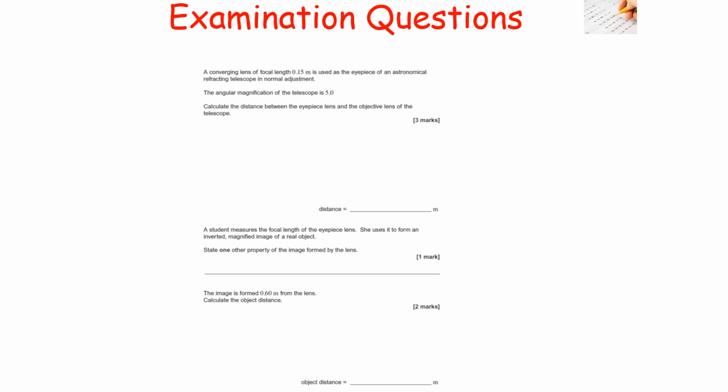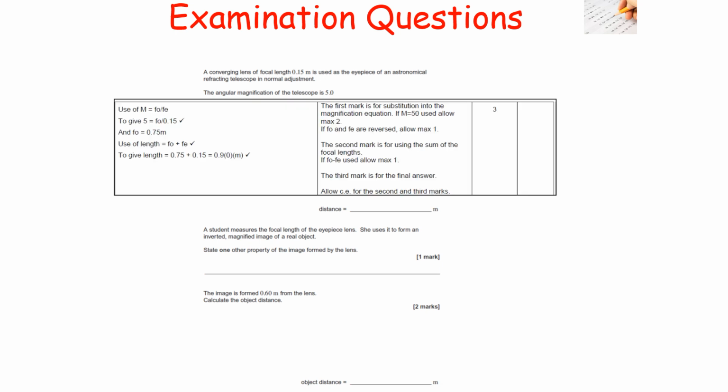Right, so in this first one we've got to remember our equation. Magnification is equal to the focal length of the objective over the focal length of the eyepiece. Now we know that magnification is 5 and the focal length of the eyepiece lens, which is told in the question, is 0.15. So we can rearrange that to get the focal length of the objective to be 0.75 meters. At that point the total length of the telescope is the two focal lengths of the individual lenses added up. So it's 0.75 plus 0.15, which is 0.90.